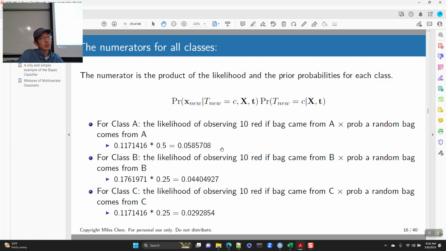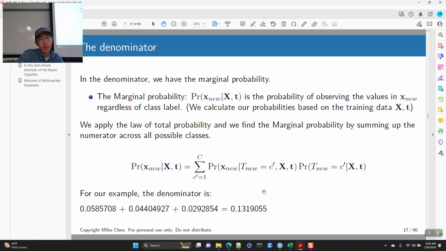All you do is add these up, and then divide each number by the sum. That's all we're going to do. That's what that marginal probability is. We add these three numbers up, get the sum, and then divide each of these numbers by that sum, and that scales everything so they add up to 1. That's all we do.